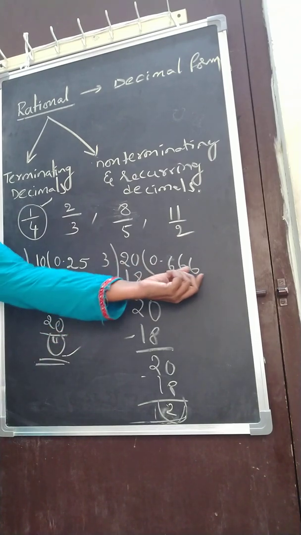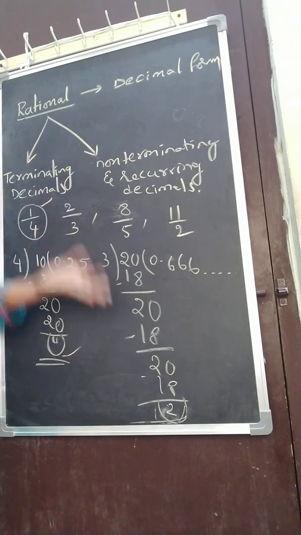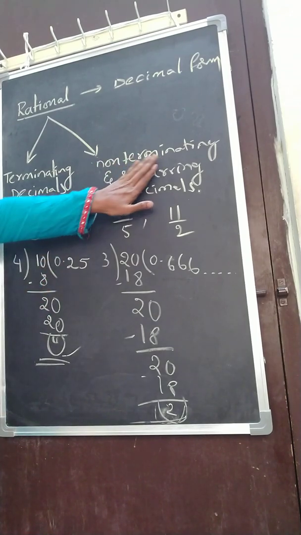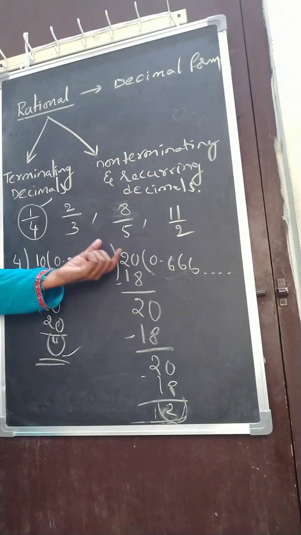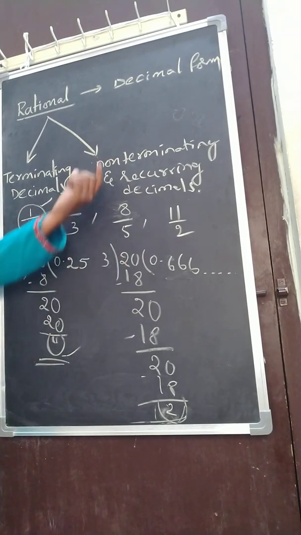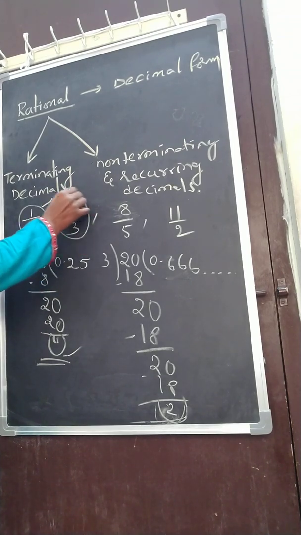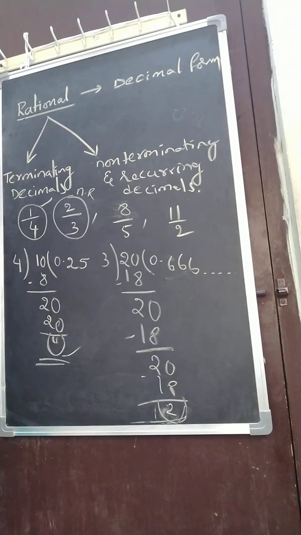Here 6 is repeating continuously. However many times we take the division, that many times the 6 will repeat. So it is non-terminating and also repeating. This type of decimal is known as a non-terminating and recurring decimal. Therefore, 2 by 3 is a non-terminating and recurring decimal. This is a terminating decimal.